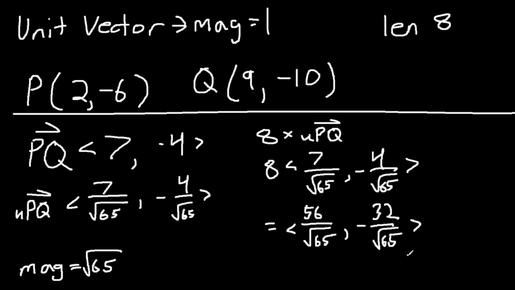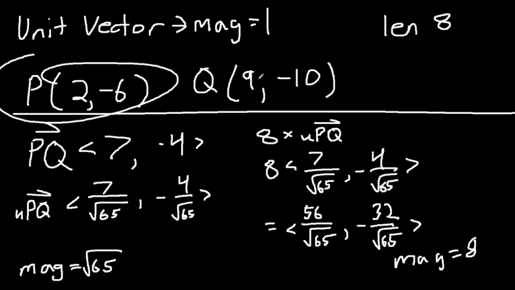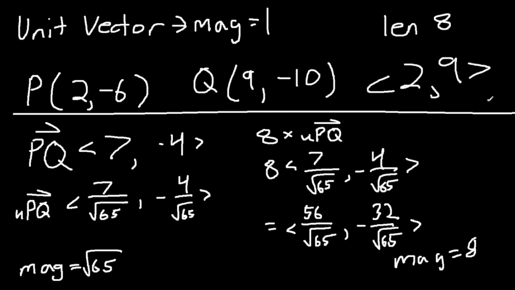This right here, now the magnitude of this is equal to 8. So whenever a question gives you 2 points or gives you a vector, like let's say the vector 2, 9 or anything random, and it tells you to find another vector that has a different magnitude.